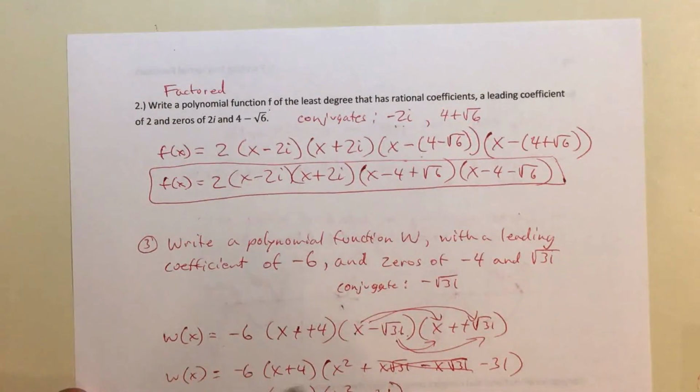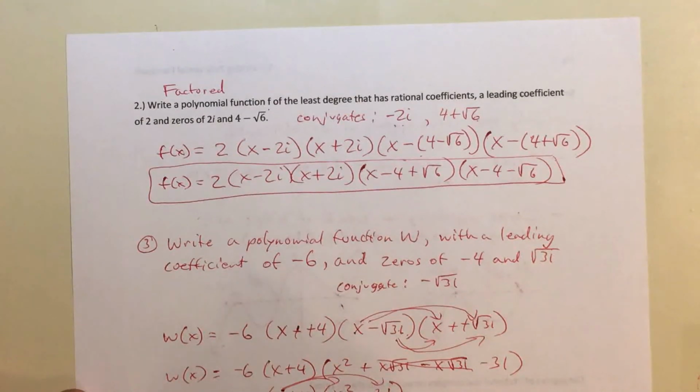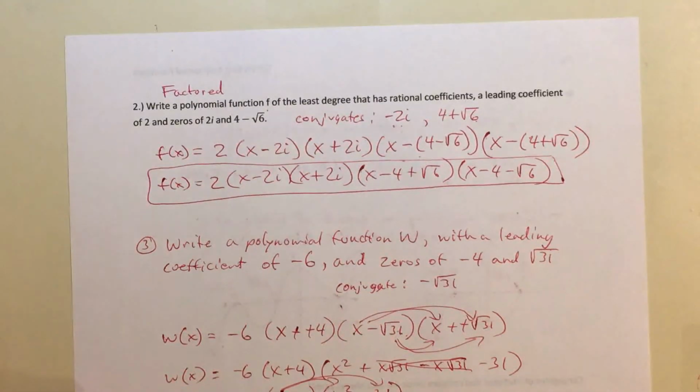Now from here I'm going to multiply these two together. Again, just a personal preference. I'm going to leave that -6 alone. I'm going to get x to the third minus 31x plus 4x squared minus 124. Now, nothing simplifies, but we do need to write things in standard form.